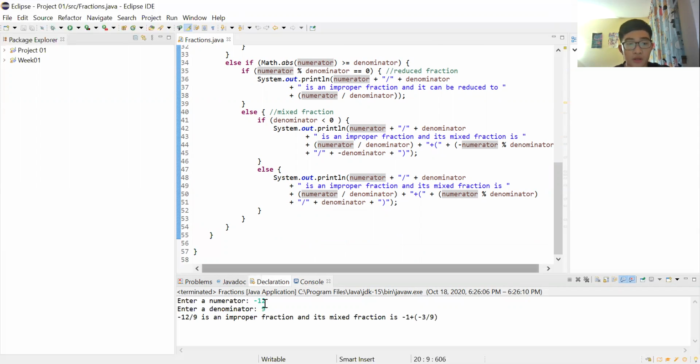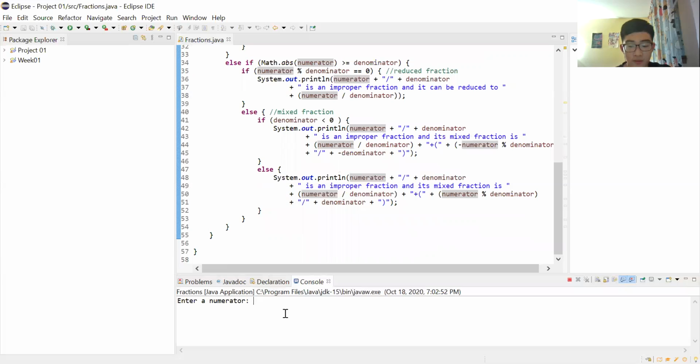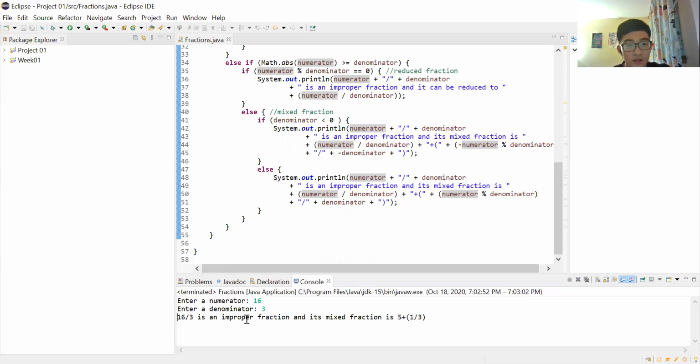So I'm just gonna go through a couple of tests. Let's just hit run here. I'm gonna do the samples that we had in the assignment, and then I'll do some extra that I made on my own. So we'll do 16 for the numerator and 3 for the denominator, and we got it's an improper fraction, and the mixed fraction is 5 plus 1/3.